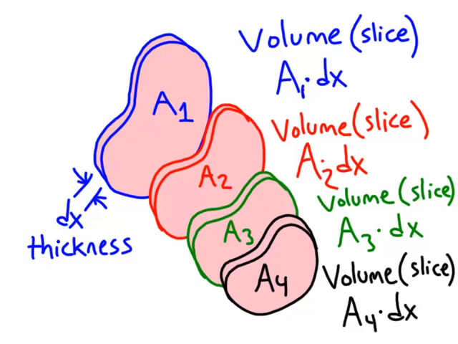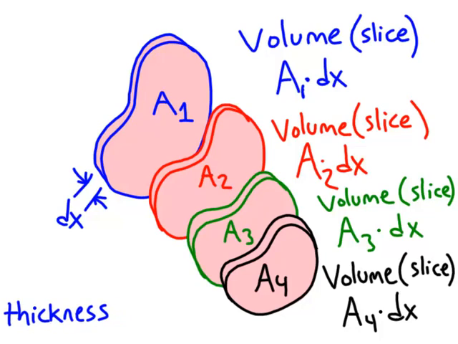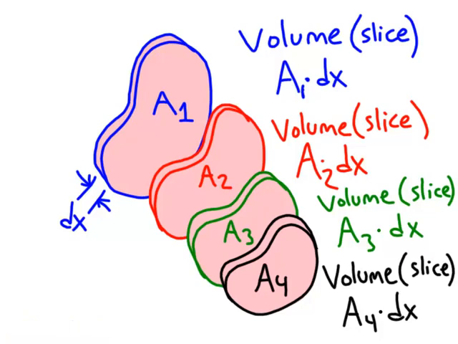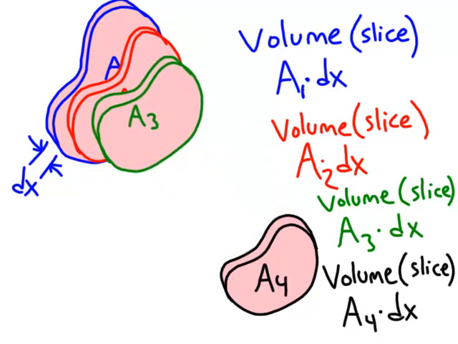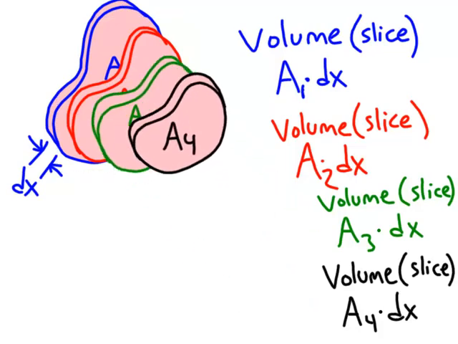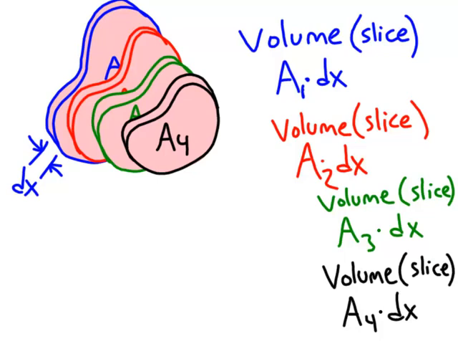So even though the area of each little slice is different, we are assuming that the thickness is dx in every single case. Every one of these slices has the same infinitesimal thickness, dx. So this is how we're going to conceptualize three-dimensional volumes, as an infinite stack of infinitesimal slices. And conceptually, we would get the total volume by adding up all the individual volumes of these little slices.